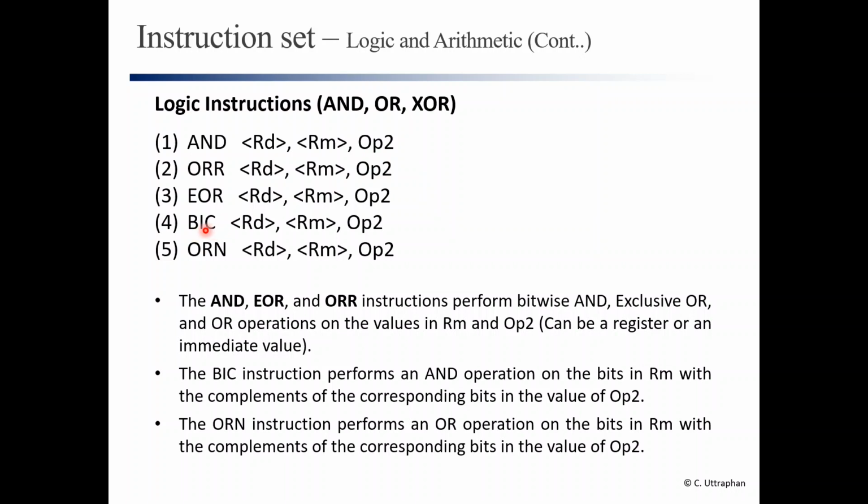The BIC instruction performs an AND operation on the bits in Rm with the complements of the corresponding bits in the value of OP2. The ORN instruction performs an OR operation on the bits in Rm with the complements of the corresponding bits in the value of OP2.